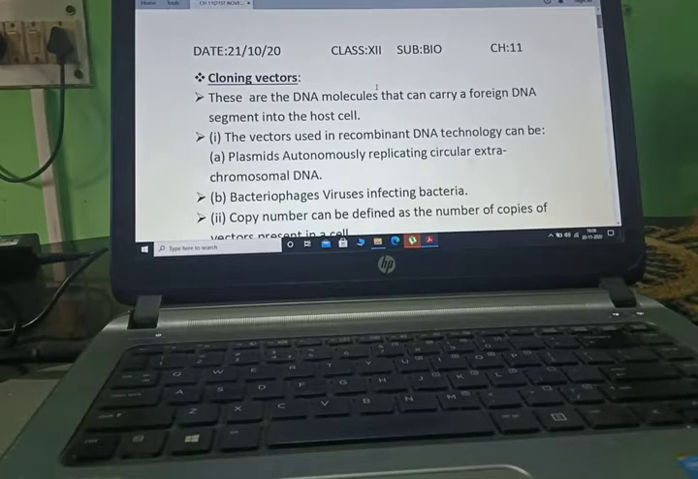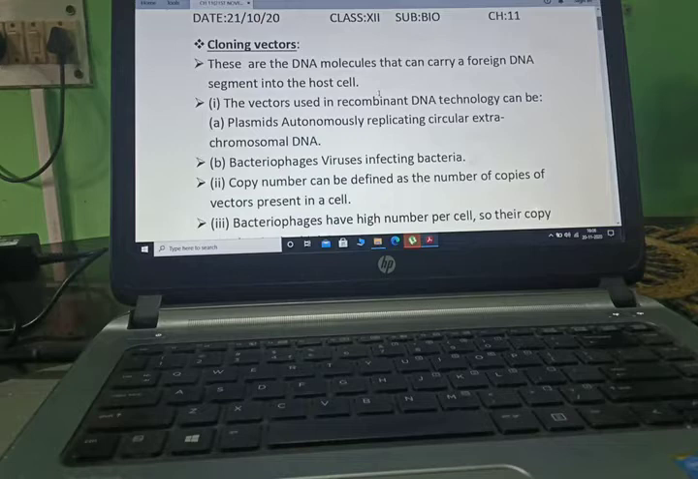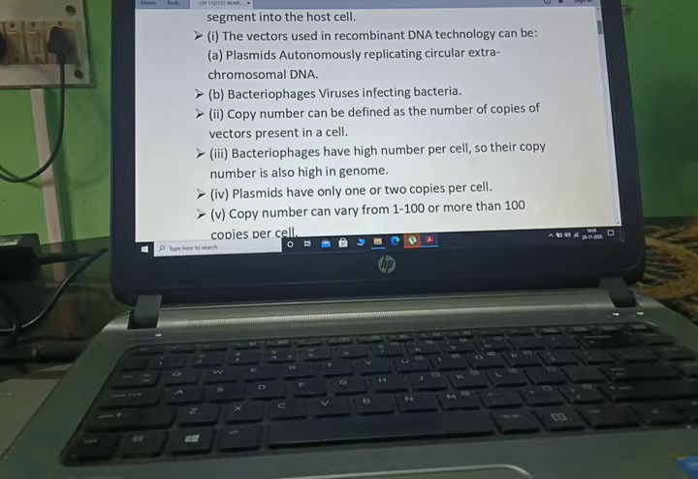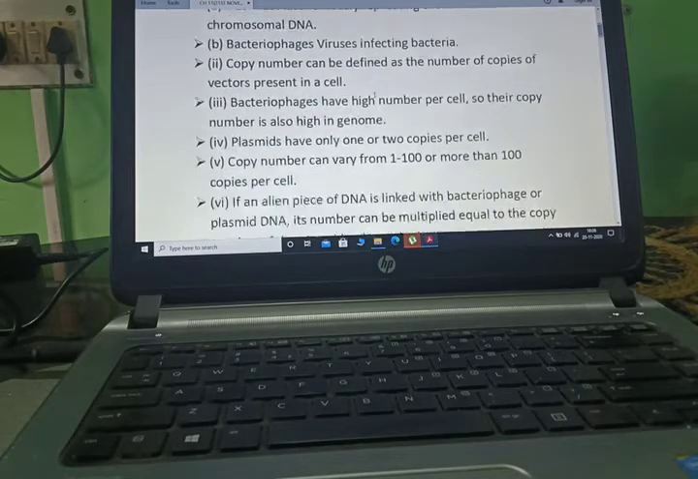Hi students, today we are starting our next topic, that is cloning vectors. These are DNA molecules that can carry a foreign DNA segment into the host cell. The vectors used in recombinant DNA technology can be plasmids, autonomously replicating circular extrachromosomal DNA, or bacteriophages, viruses infecting bacteria.